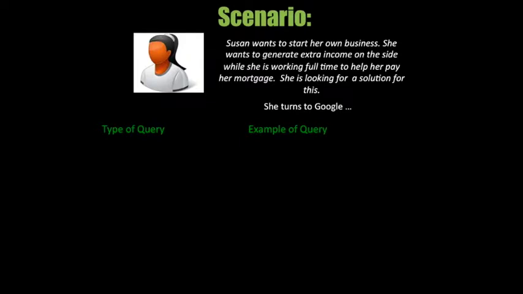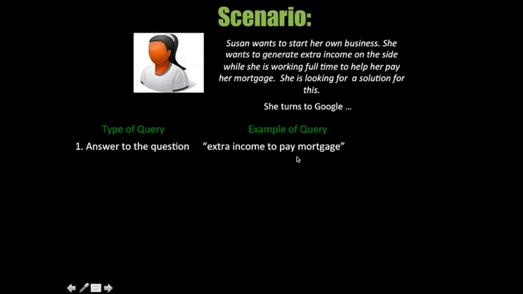For example, one type of query is answer to the question. An example of this query is "extra income to pay mortgage." Remember, her problem here is she wants extra money to pay her mortgage. So this is her example of a query. She will just go to Google and type this: extra income to pay mortgage. So this is a problem-based query.